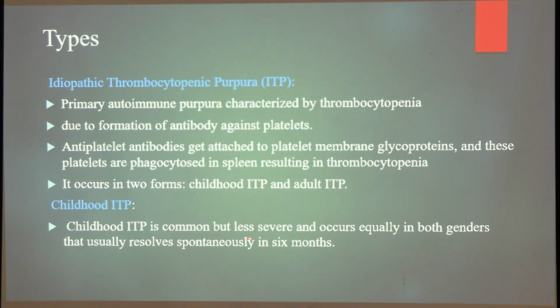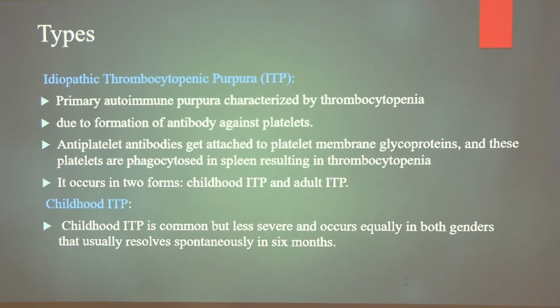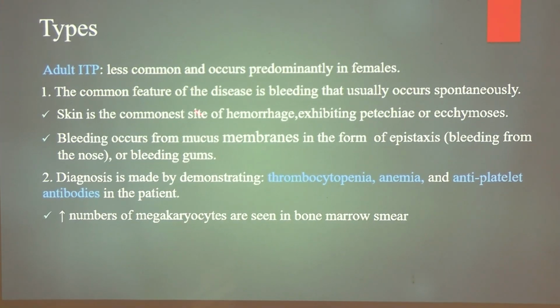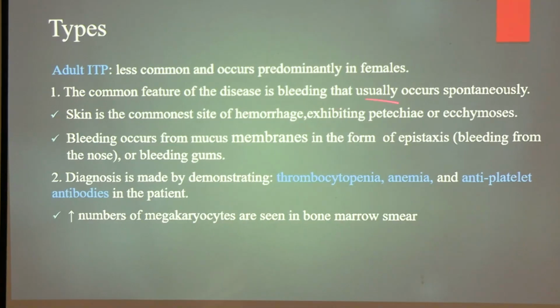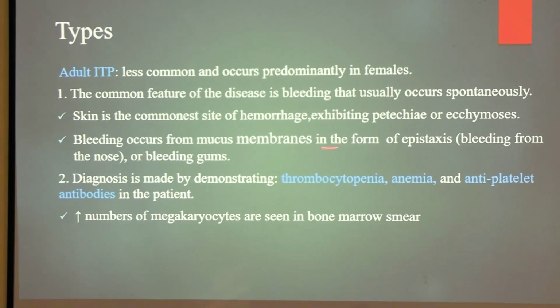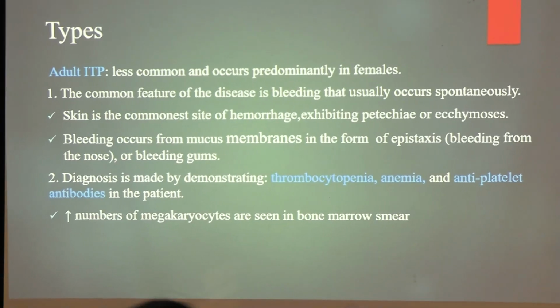Childhood ITP is seen in babies and resolves spontaneously within 6 months. Just note down the key points. Adult ITP is less common and predominantly occurs in females, and the clinical features usually occur spontaneously. Skin is the common site where you will see hemorrhages, petechiae or ecchymosis, and bleeding occurs from the nose or from the gums.